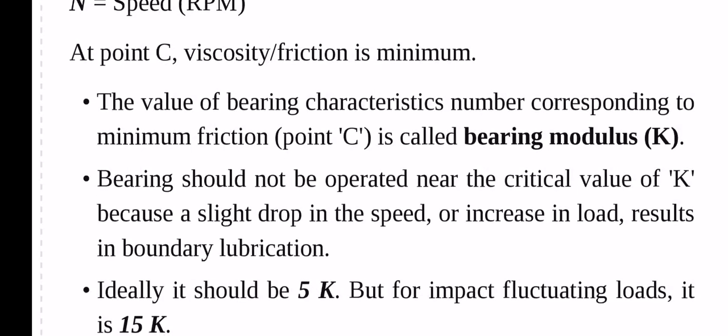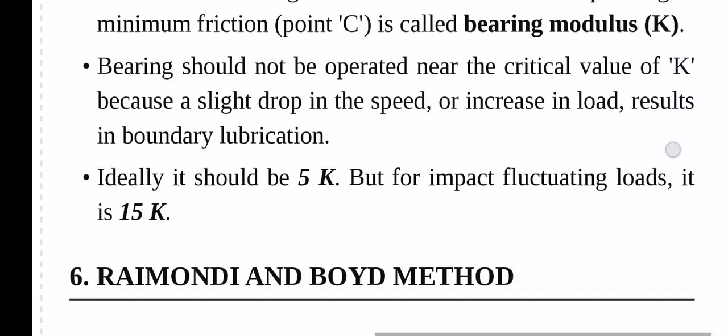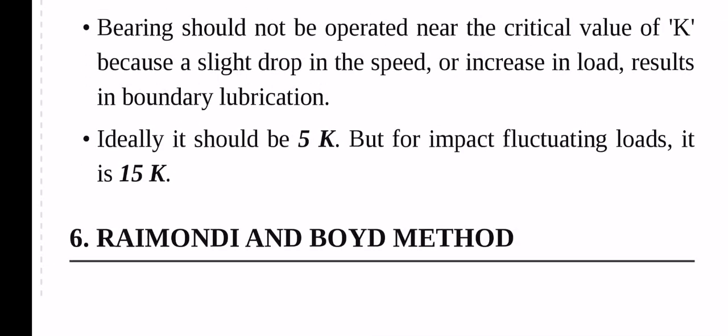Bearing should not be operated near the critical value of K because a slight drop in the speed or increase in load results in boundary lubrication. Ideally, it should be 5K, but for impact fluctuating load, it is 15K.